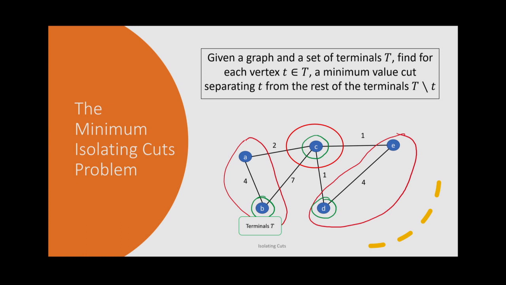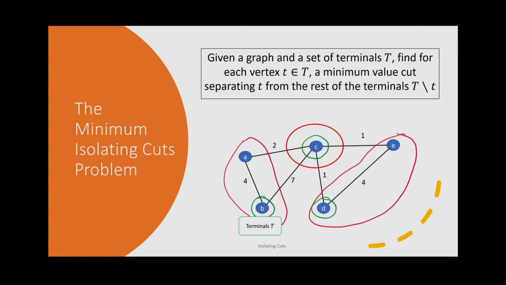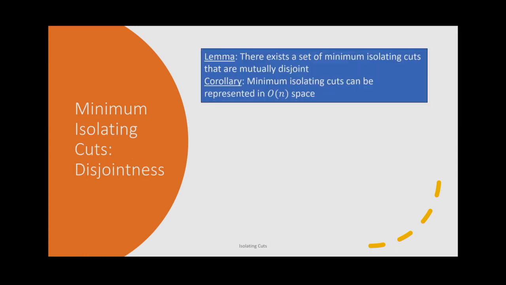So the first property that's interesting here is that these cuts, at least one set of such minimum isolating cuts, are disjoint. It was no coincidence on the previous slide that these red sets were all disjoint. That's something that's generally true. No matter what terminals I give you, there's always going to be a set of minimum isolating cuts that are disjoint. And therefore, as a corollary of that, I can represent all the minimum isolating cuts in linear space.